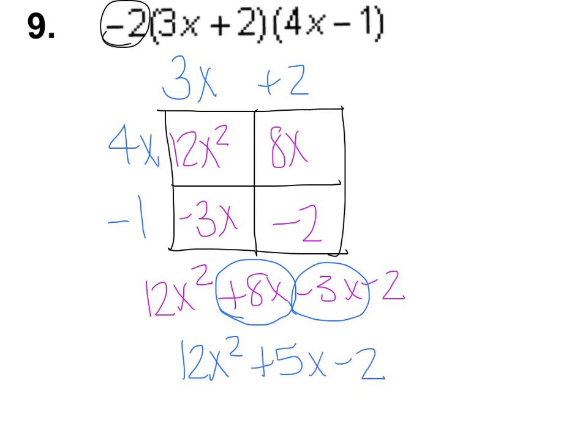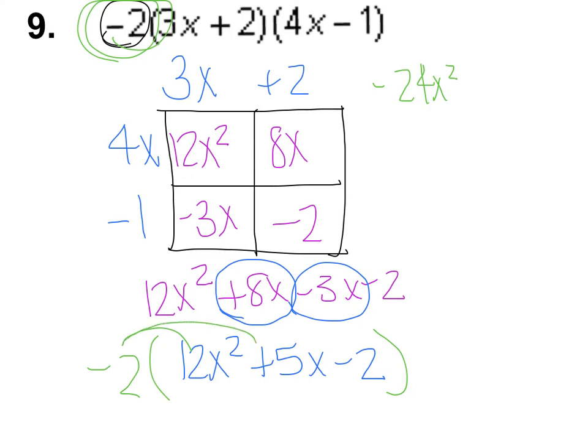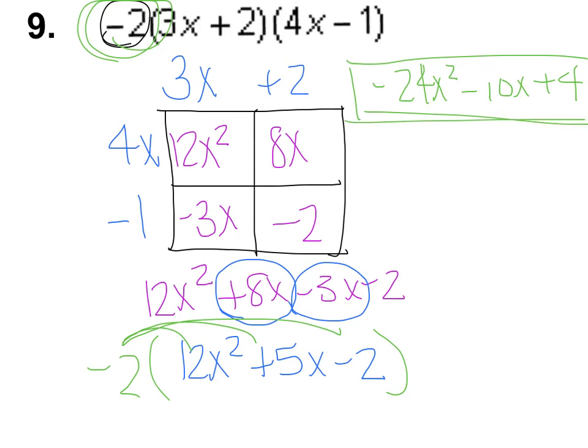I'm not quite done because don't forget that we did have this 2 here in front, the negative 2, so we have to now multiply all of this by negative 2. Well, this is just the distributive property. Negative 2 times 12, that's going to be negative 24x squared. Negative 2 times 5, negative 10x. And negative 2 times negative 2 is positive 4. And that's going to be your answer.